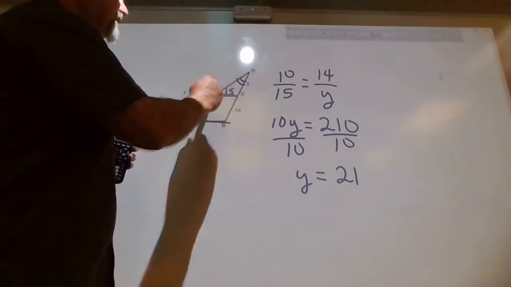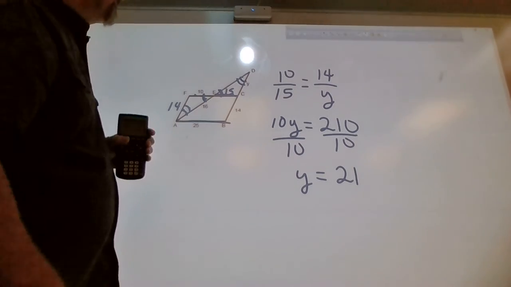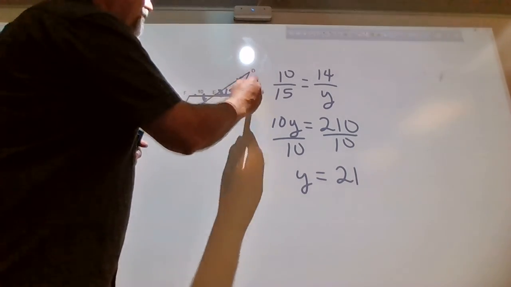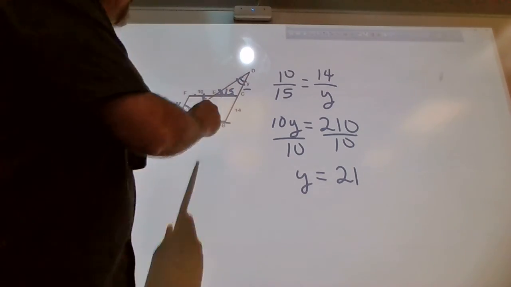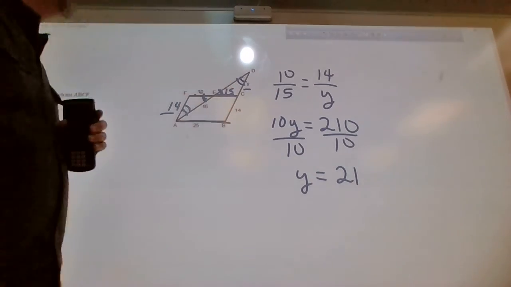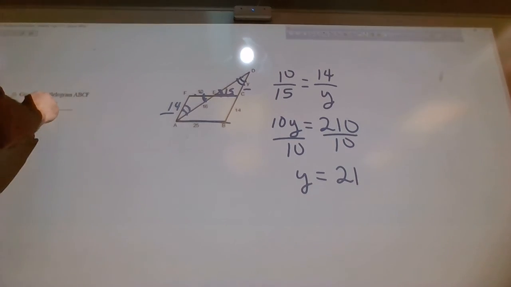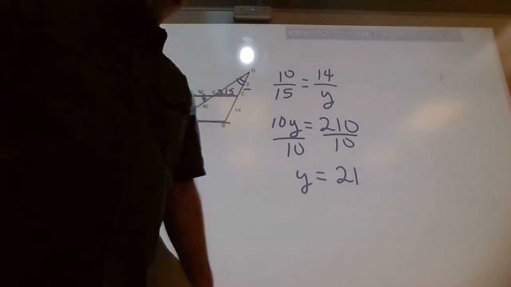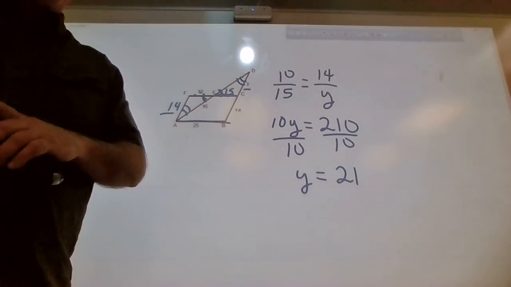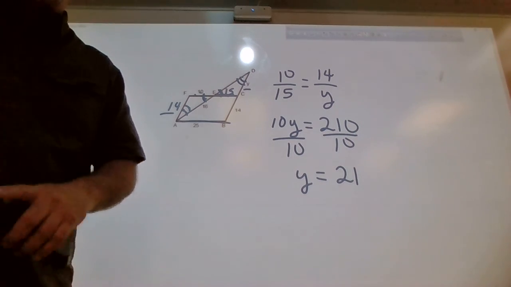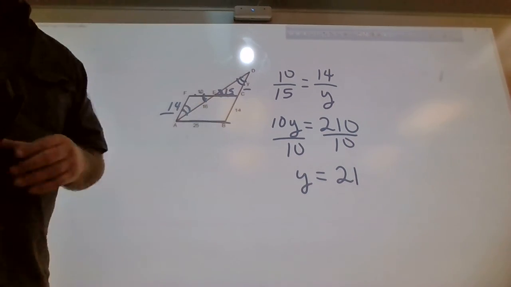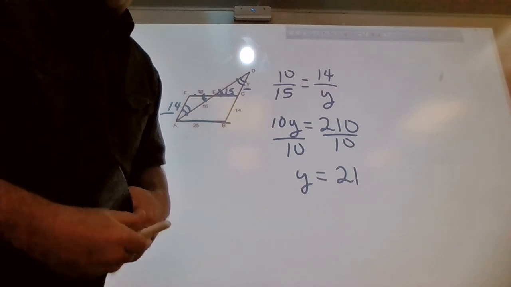But now, since they're similar, we can set up proportions. This side corresponded with this one, so 14 and y, and 10 corresponded with 15, so that's 10 and 15. So then we set up the proportions, so y is equal to 21. All right, that's how you use similar triangles and parallelograms. You put it together to find missing sides, missing things. That's the way it works.